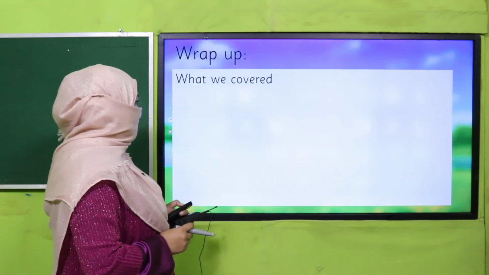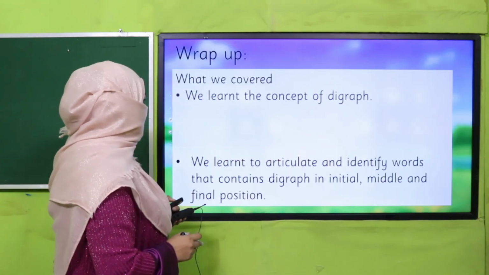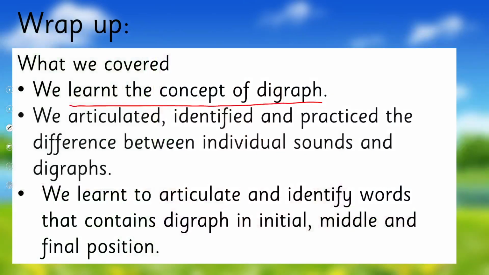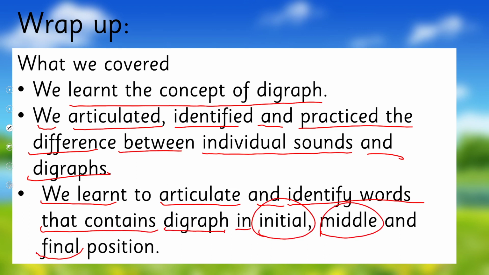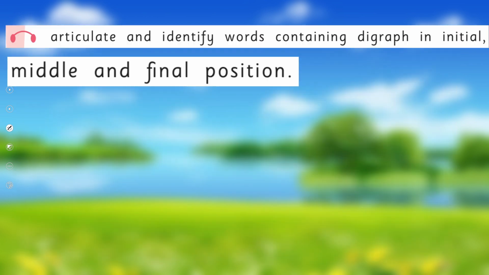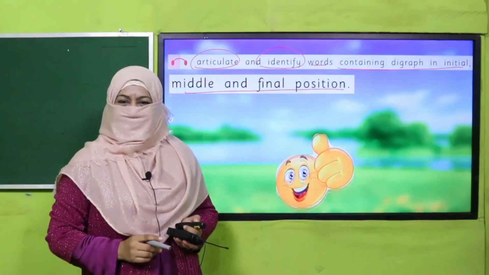So what we have learned today, we learned the concept of digraphs. We articulated, identified, and practiced the difference between individual sounds and digraphs. And we learned to articulate and identify words that contains digraph in initial, middle, and final position. So we achieved our SLO to articulate and identify words containing digraph in initial, middle, and final position. Are we done with it? Yes, so that's it for today.